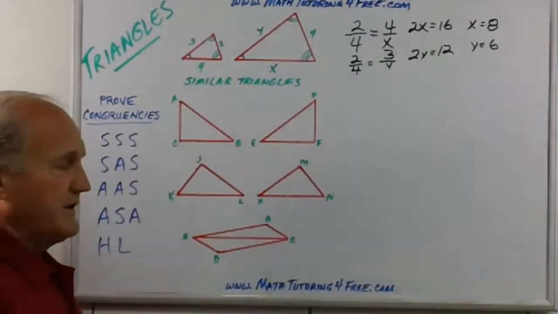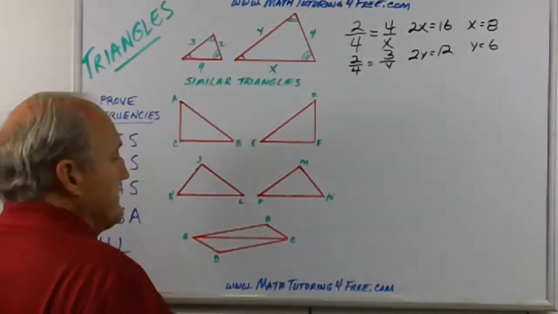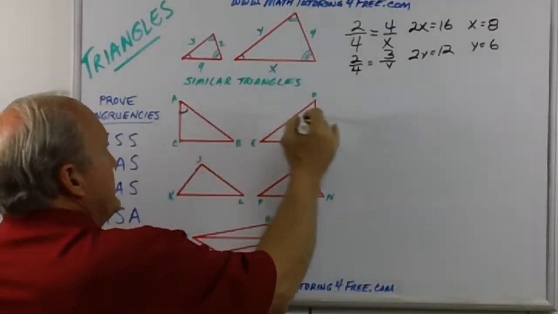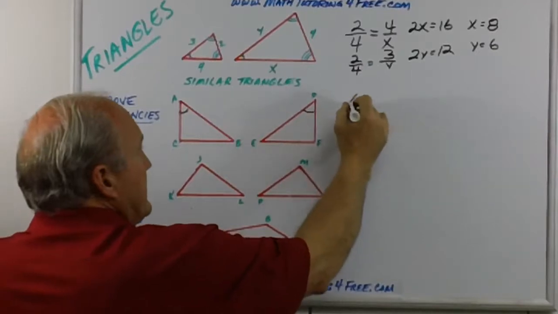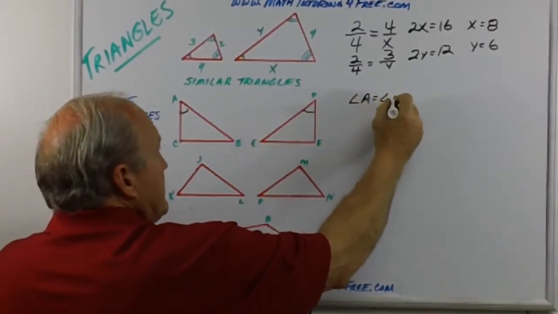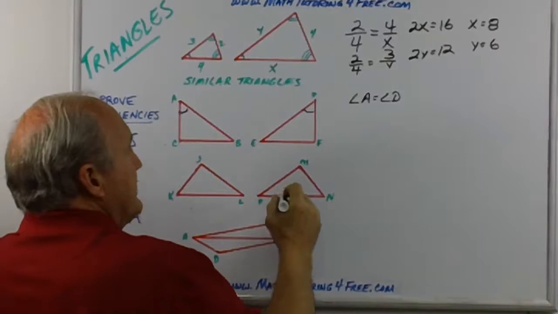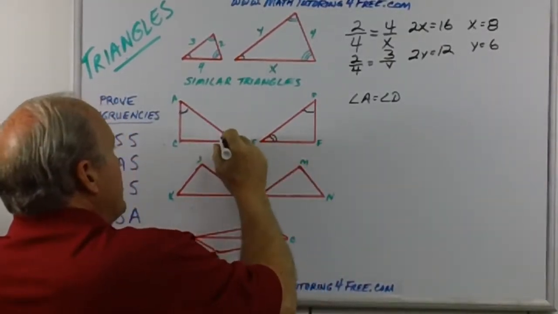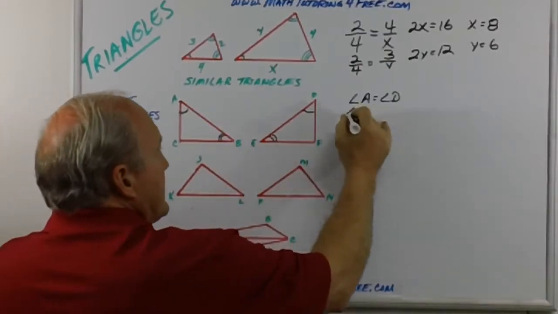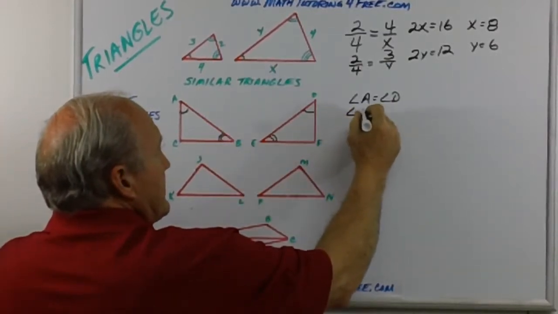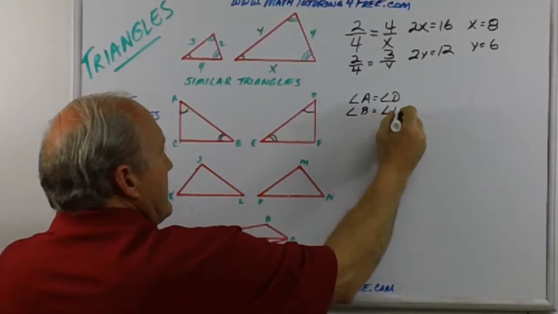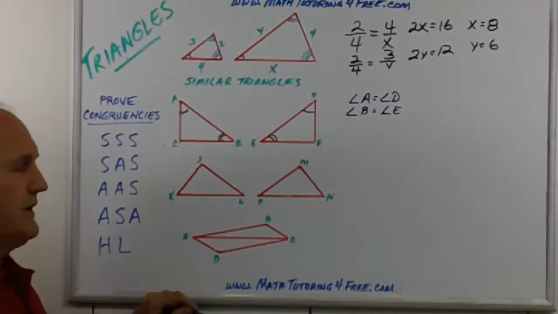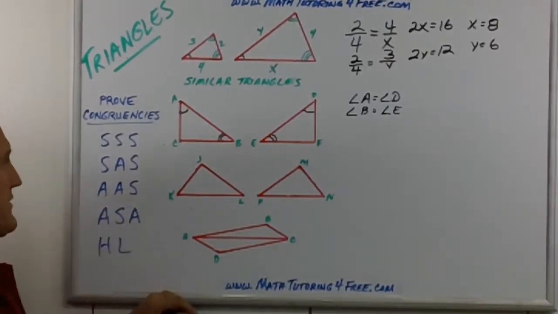Often what happens is they'll give us, maybe they tell us that angle A is equal to angle D. Angle A equal to angle D. And they'll tell us that angle E and angle B are equal. Angle B and angle E. Okay? Now, think about what else do we need to know in order to be able to prove them congruent.